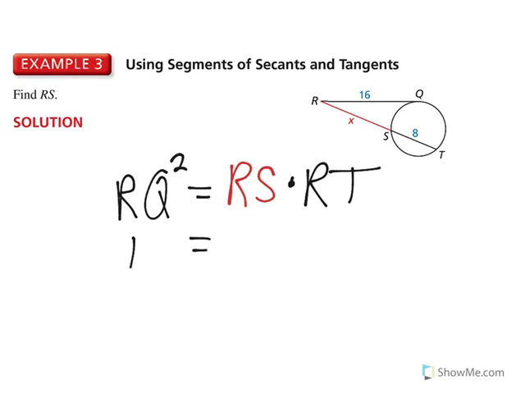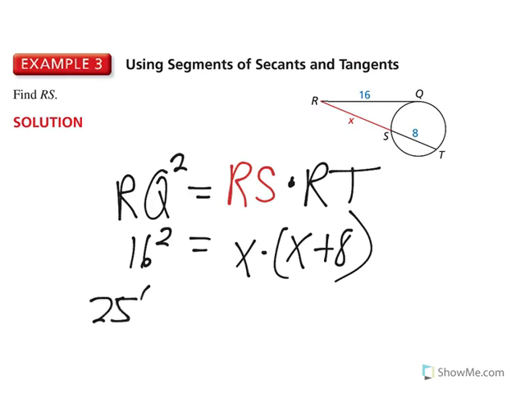Then I plug in my parts, so I have 16 squared here, RS I have X, and then RT, remember it's the whole thing, so I add up my parts, so X plus 8 would be the whole. And then it's just a matter of solving, so we have 256, which is 16 squared. Here I need to distribute, so I have X squared plus 8X.